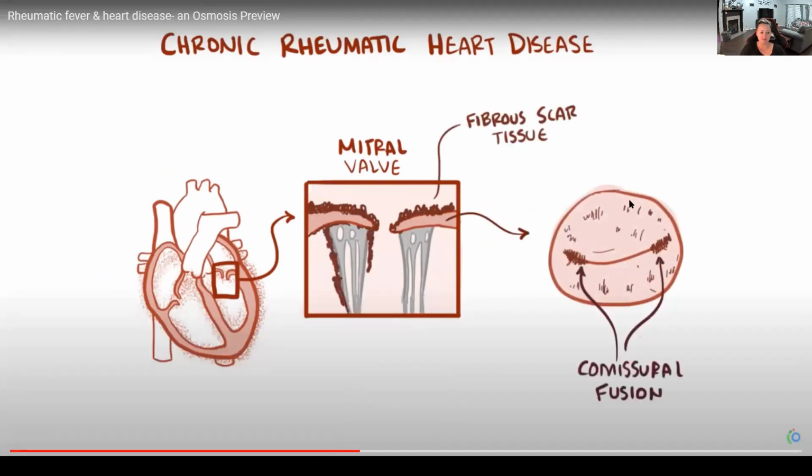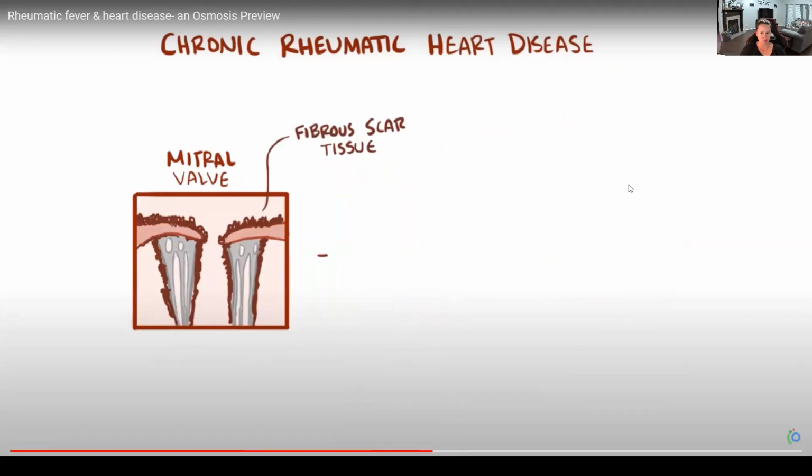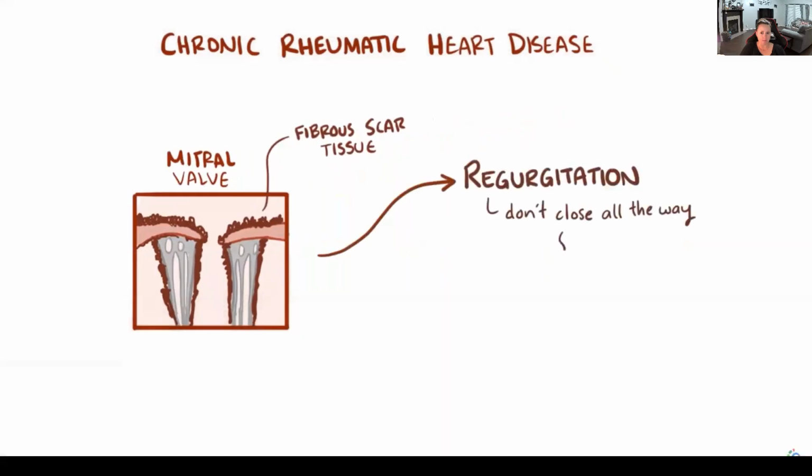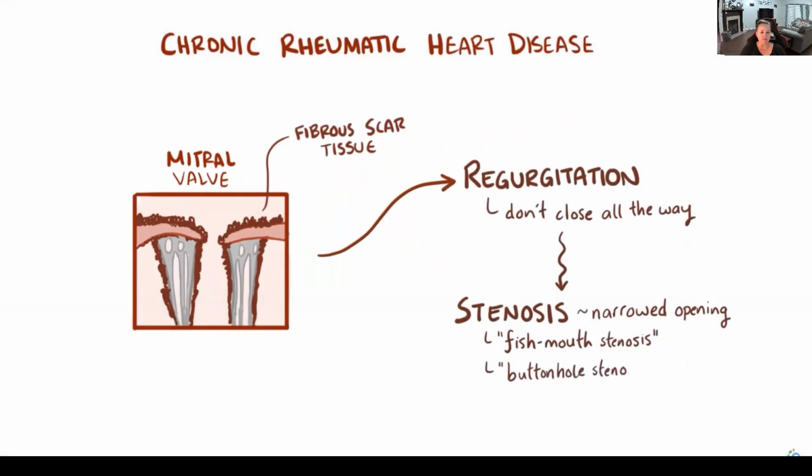Also, the chordae tendineae, which are attached to the valves, can become thickened as well. These changes can cause complications with the valves, most commonly regurgitation, meaning that they don't close all the way. This can progress to stenosis, or narrowing of the opening, sometimes called fish mouth stenosis or buttonhole stenosis.